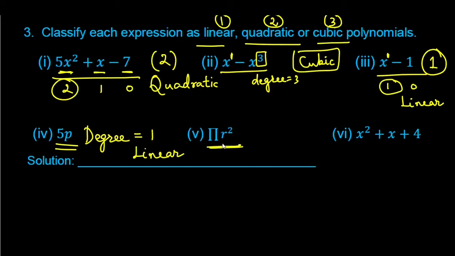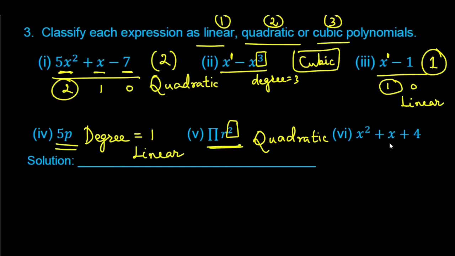Here pi r square. Pi is an irrational number. R square has exponent 2. So we can take it as a quadratic polynomial, but with an irrational coefficient. Irrational number is also a real number. The coefficients can be any real number. So this is a quadratic polynomial.